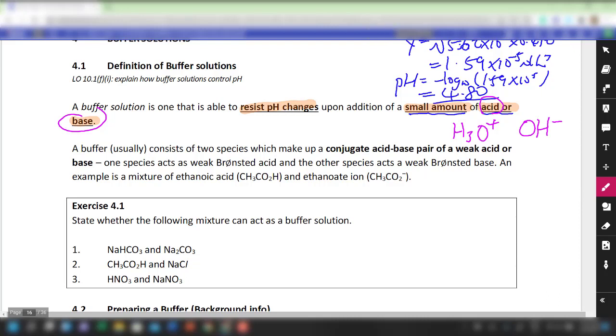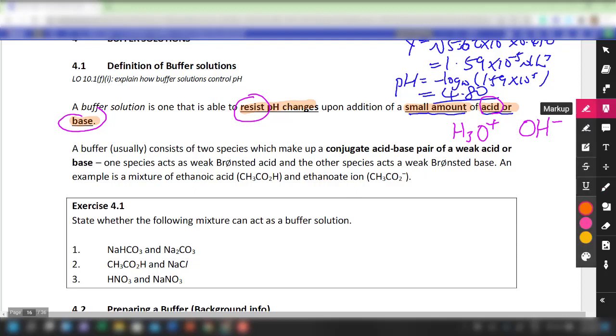So basically a buffer resists pH change, or you can say that it causes negligible change in pH. A common misconception is that a buffer will not result in any pH change. This is incorrect. The keyword is resist, or another way to say it would be results in negligible pH changes when a small amount of acid or base is added.